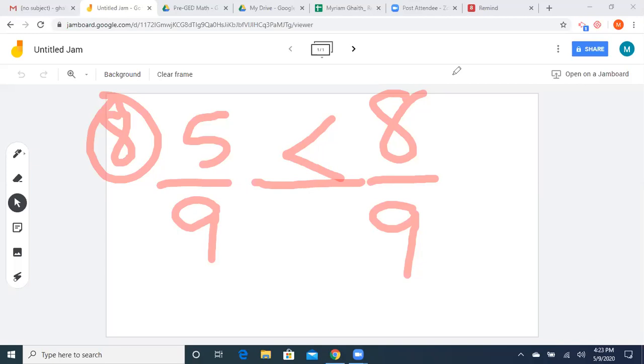Yeah, it's easier because the denominators in this case are the same. So we can forget about them for a minute and just focus on the numerator and which one is greater or which one is less than, and we can figure out the symbol. Remember, this symbol means that it's eating the bigger number. Any questions about what we've been over today?